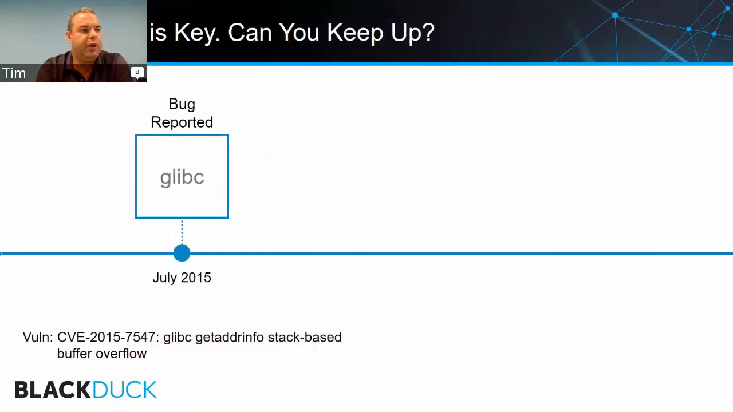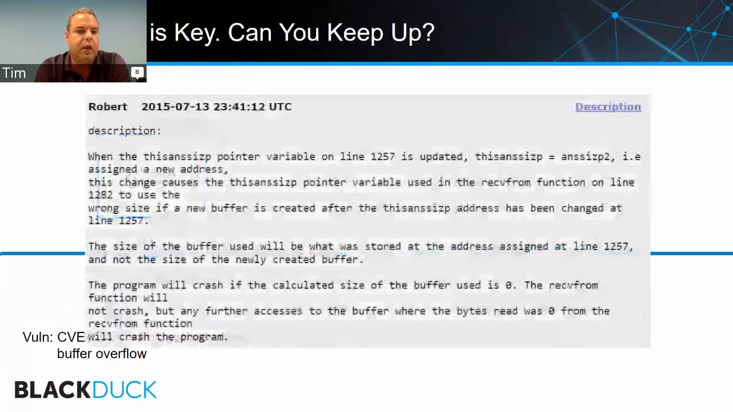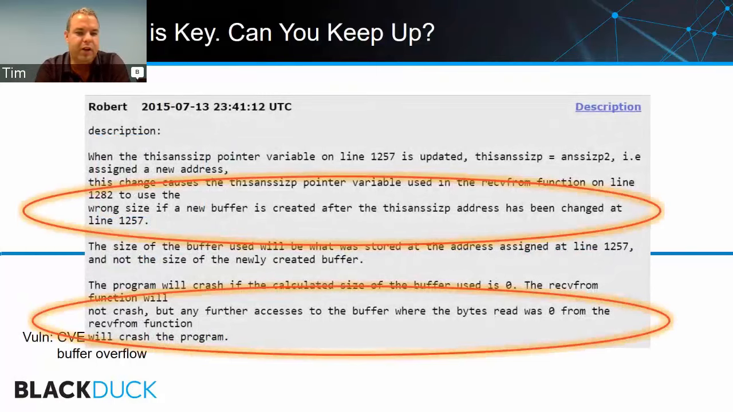If we flip it into something that's a little bit more fundamental, and not just something like a wiki service, let's take a look at the glibc vulnerability from earlier this year, CVE 2015-7547. The bug associated with this was reported in July of 2015, and this is what the bug report looked like. And there were a couple of things that highlighted that there was buffer overflows and buffer mismanagement that we would really want to be aware of and take account of.